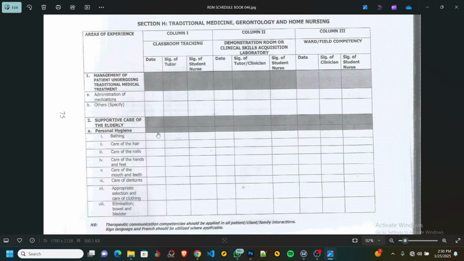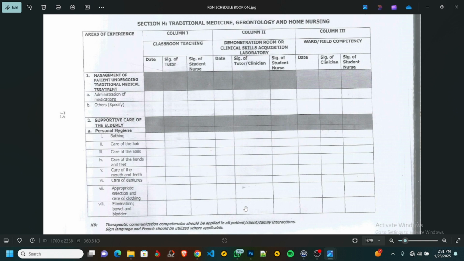And just as I mentioned in the previous ones, the dates that you were taught all these things, you write, then you sign for that, and make sure your tutor also signs. So if you go to the ward and you have demonstrations in the ward, you can write the dates, then you also sign, and then the clinician signs. But if your tutor is able to demonstrate it for you in the skills lab, the date the demonstration was also done, you write those particular dates for each of them, then you also sign for them, and your tutor also signs.